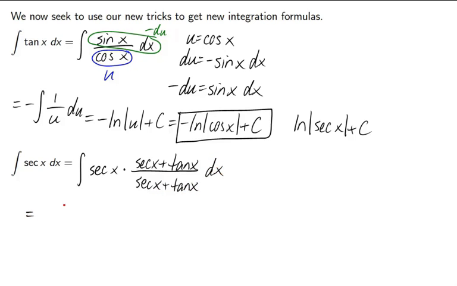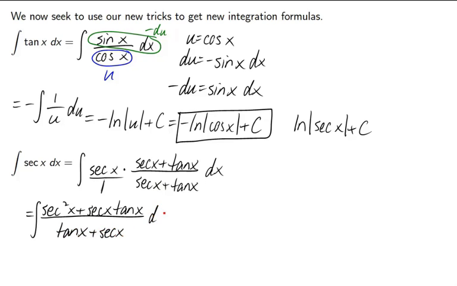When I plug that in and multiply across, think of secant x over 1 if you'd like, I get secant squared x plus secant x tangent x divided by, I'm going to reverse the order of this, tangent x plus secant x, with a dx. So here's what I want you guys to notice. Tangent x plus secant x has derivative secant squared x plus secant x tangent x. That's in the numerator. So u equals tangent x plus secant x.